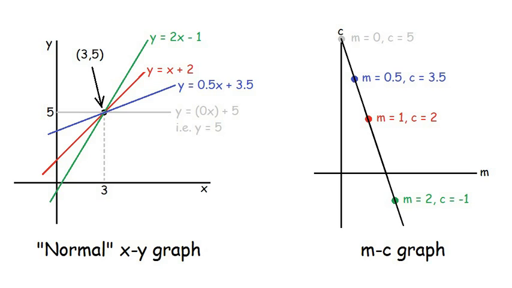In fact, there are an infinite number of straight lines, each with its own m and c values, that could go through the point, and their m and c values all lie somewhere on that straight line on the MC graph on the right. This is a general rule. Straight lines on the normal XY graph translate into single points on the MC graph. Single points on the normal XY graph translate into straight lines on the MC graph.